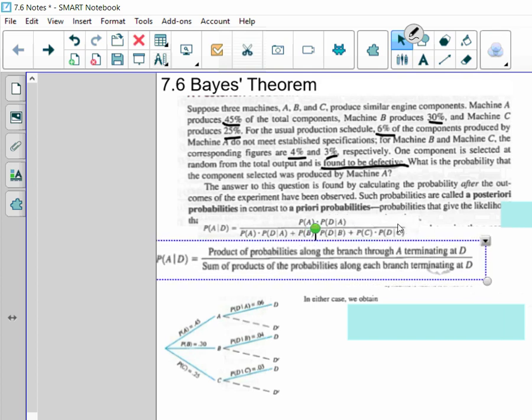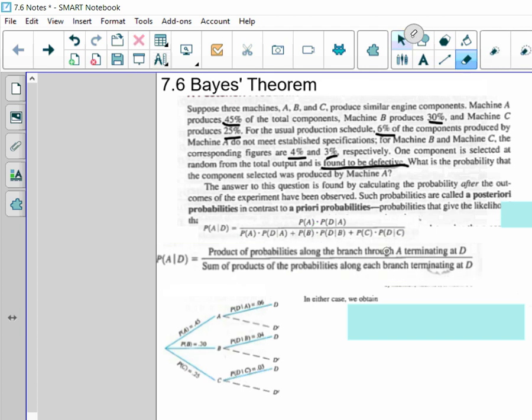So what we're trying to find is the product of the probabilities along branch A through D, right? We want it defective from A. And so if you make our little tree diagram here with A, B, and C, and then defective and not defective from each one, then the top is we want it defective from A. So that's what it means for the top. And then the bottom, we want the sum of the products of the probabilities along each branch terminating at D. So we want all the defective ones, which means that on the bottom, we're going to have to multiply all those together and then add them up.